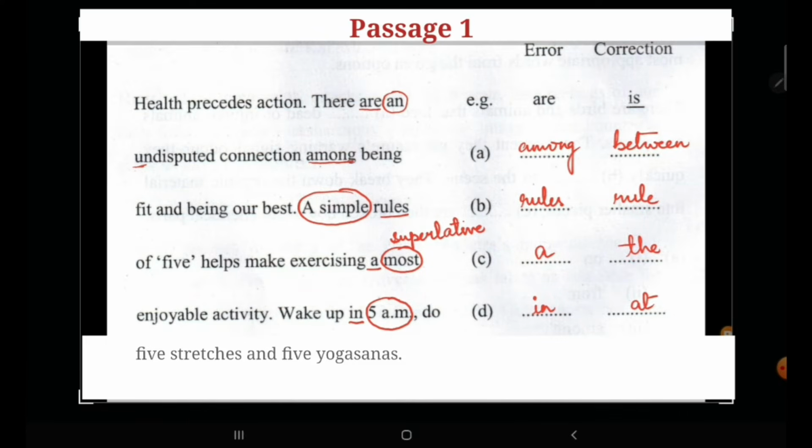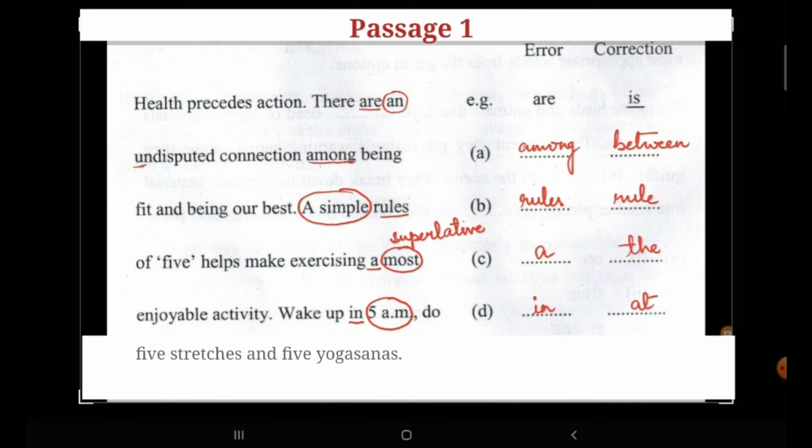Now after solving this, you have to read the passage again with its correction, so that you understand that the passage has come out properly. Let's read it with the correction. Health precedes action. There is an undisputed connection between being fit and being our best. A simple rule of 5 helps make exercising the most enjoyable activity. Wake up at 5 a.m., do 5 stretches and 5 yogasanas. So this is how you have to do, and then correct the paragraph.